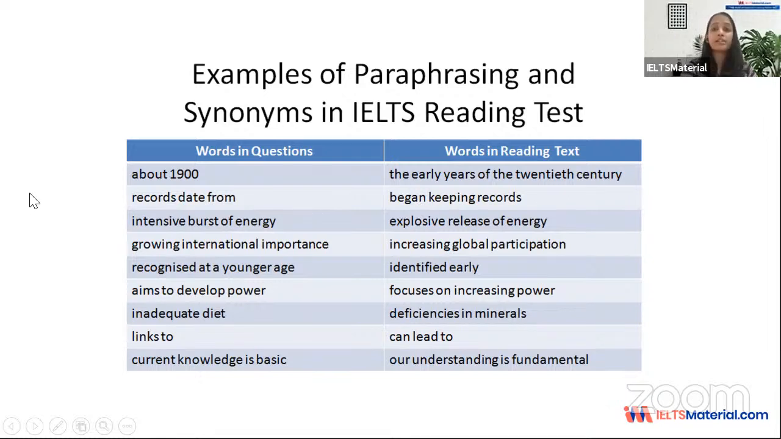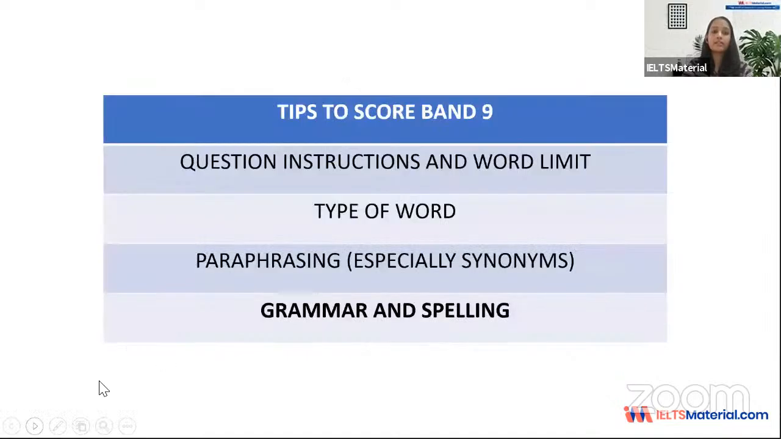So this way you can see there are so many ways you can use synonyms and find the words in the reading text. So let's say inadequate diet would be deficiencies in minerals. Current knowledge is basic. So knowledge, understanding, basic, fundamental, right? So this is how we will keep in mind the synonyms and not get confused if the exact words are not given. Now let's understand the last tip, super important.